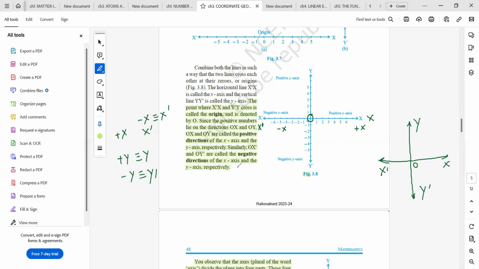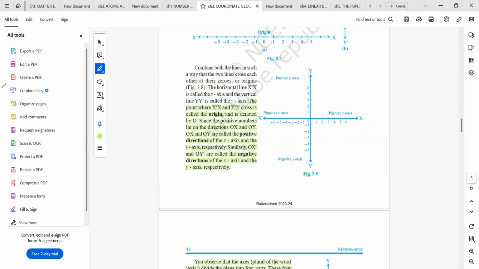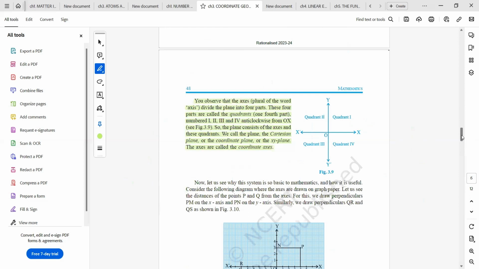Yes, ma'am. Okay. So if you need to define the positive x-axis, positive will start from here. So the positive x-axis is OX. The negative x-axis is OX dash. The positive y-axis is OY. And the negative y-axis is OY dash. Clear? Yes. Okay. So there should not be any doubt in this because this is very simple. We have the origin and then we have 2 axes. Still if you have any doubt, you can ask me anytime.